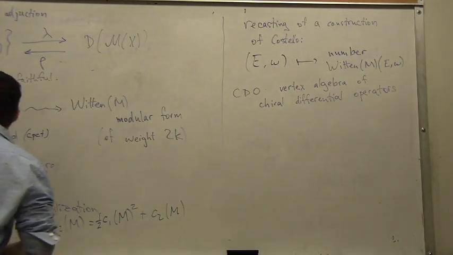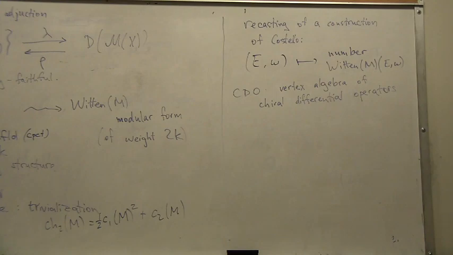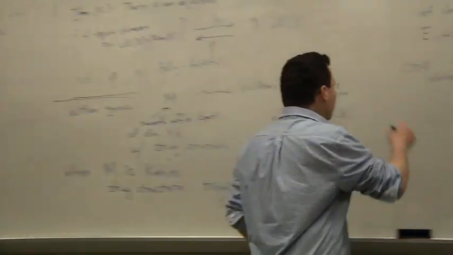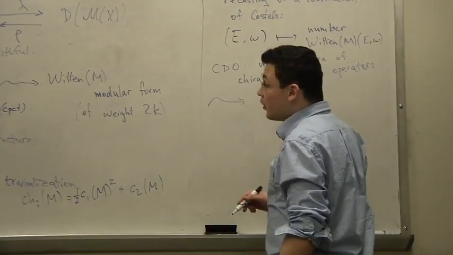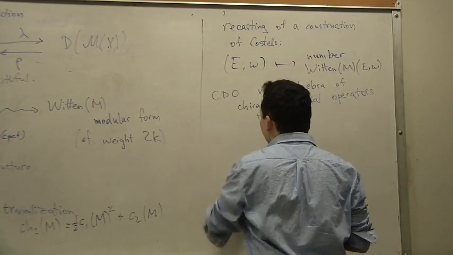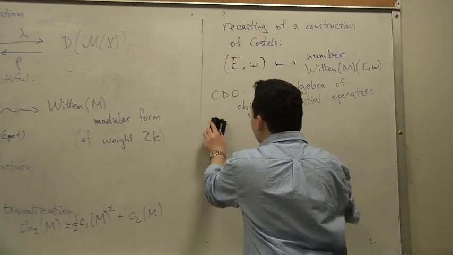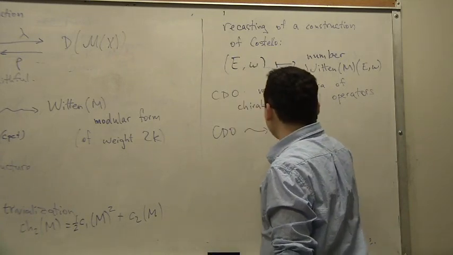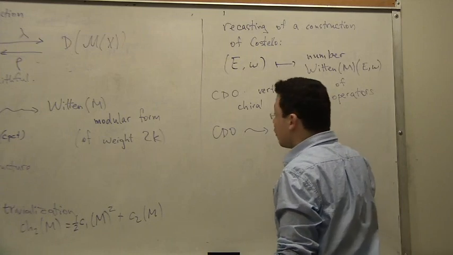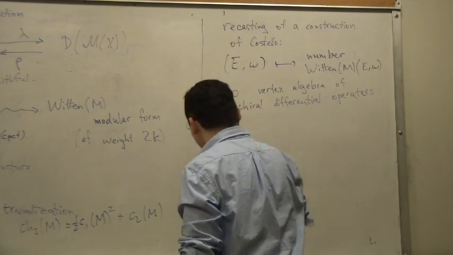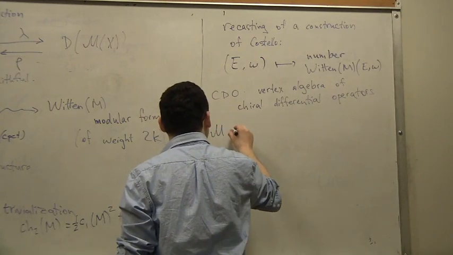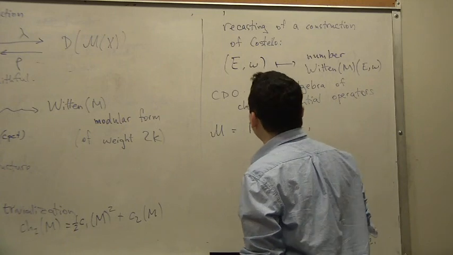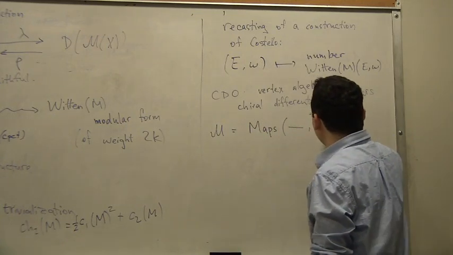So I don't think I have time to say anything about what that is, but there is some chiral algebras. But in terms of the thing I described, what it does is it produces for you such a thing. So a CDO. What it does is it gives a... So the relevant M, first of all, is going to be maps from blank into this other M.